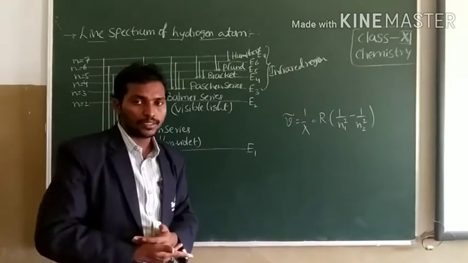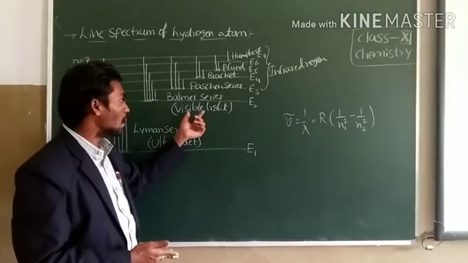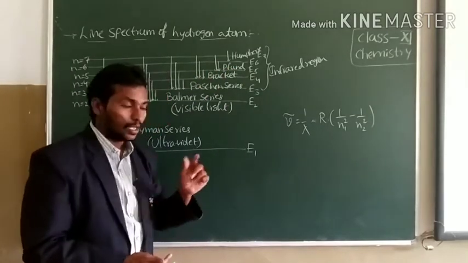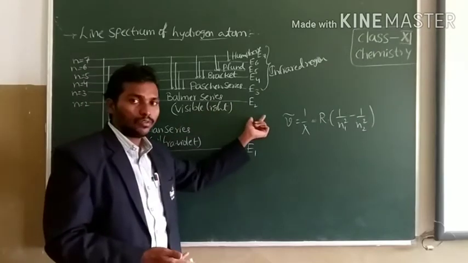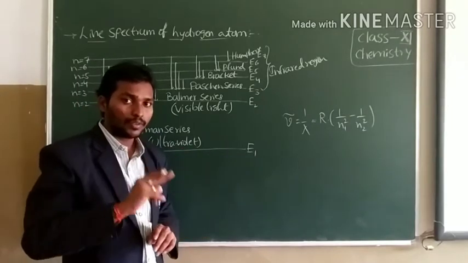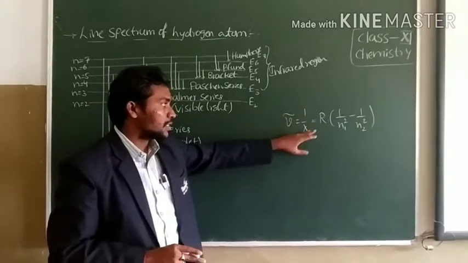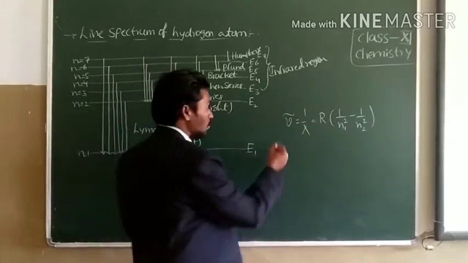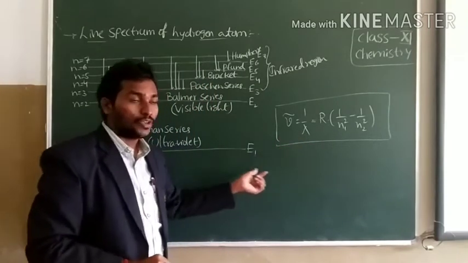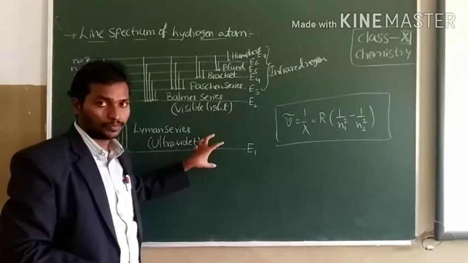You may ask the question: how can we know that the Lyman series is observed only in ultraviolet radiation, Balmer in visible radiation and the remaining series in the infrared region? This is on the basis of the wave number of the spectral lines. How can we calculate the wave number of the spectral lines? By using the formula mu bar equals 1 by lambda equals R into 1 by n1 square minus 1 by n2 square. By using this formula we can calculate the wave number of the spectral lines in the hydrogen spectrum.